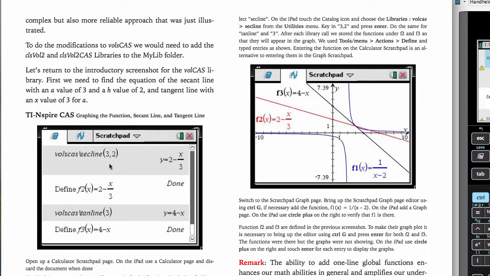So when we call up our function for secant line with 3 and 2, it gives us the equation of the secant line. Then if we use define, go up here and just type this part in, then we get F2 to be the secant line. If we bring up from our catalog the tangent line and then type this part in, then we can go over to our graphs and graph these and come up with the answer. So this is pretty neat that we can add all these little functions that are going to help us do a lot of things in a calculus class.